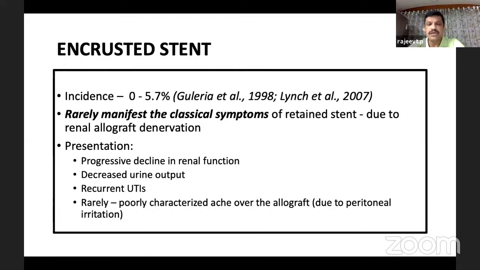So presentations are usually in the form of progressive decline in the renal function status. They can have declining urine output, recurrent episodes of UTI. Rarely, a poorly characterized ache over the allograft may be present. This is usually due to the associated peritoneal irritation. So these are the various ways in which recipients with encrusted stent may present to you.